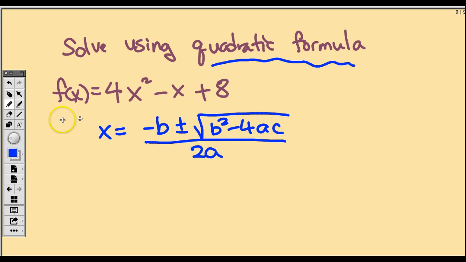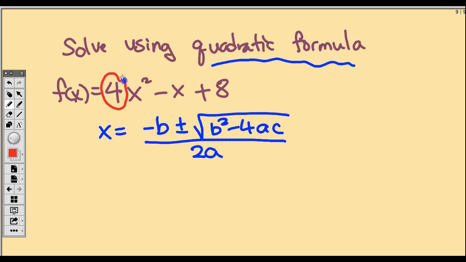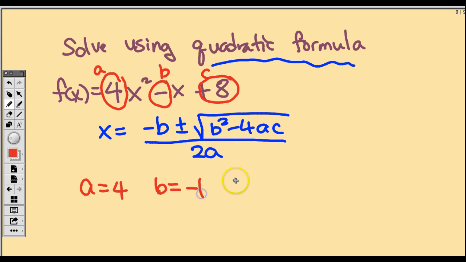Okay, so then we gotta find out what our a, b, and c is. Remember this part? This is my favorite part. So here's my a, and then if there's no number next to the x, just a negative, that means negative 1 is b, right? And then what is c? Positive 8. And I have to write this down because otherwise I'm going to get confused.